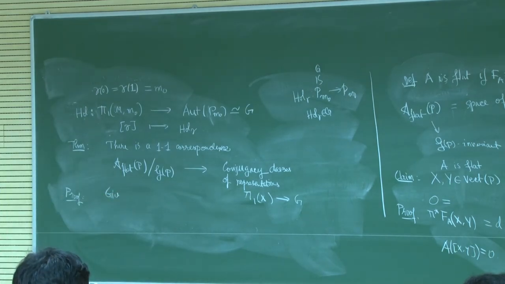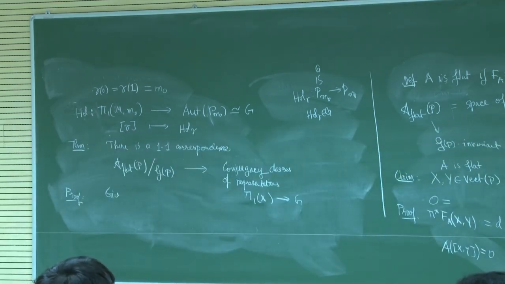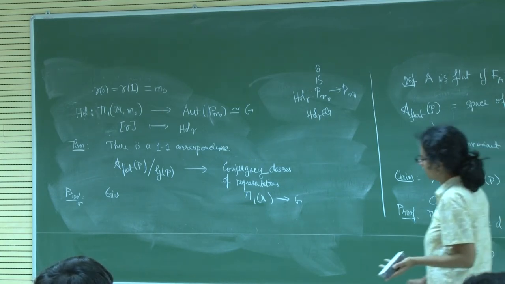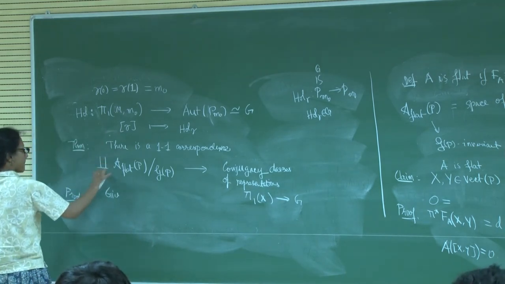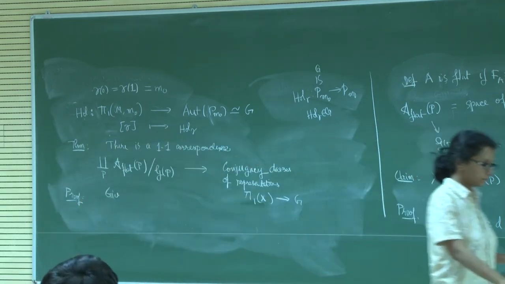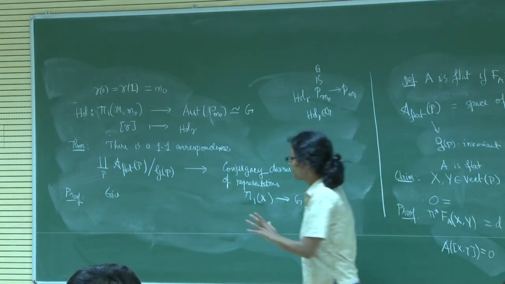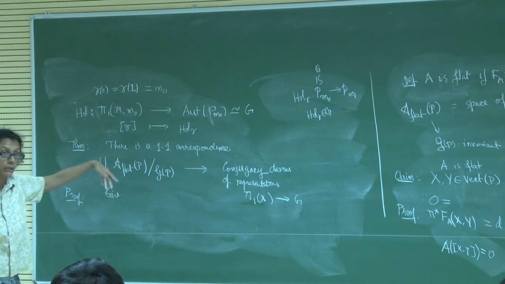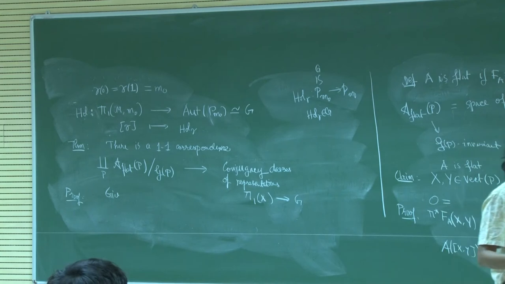The left hand side appears to be having a fixed principal bundle. That's not quite correct. We have to take isomorphism classes of principal G bundles with flat connections on this. So it's not for a fixed P. That's an important point to note, that on the left hand side we are also allowing the principal bundle itself to vary. So topologically it can be different.